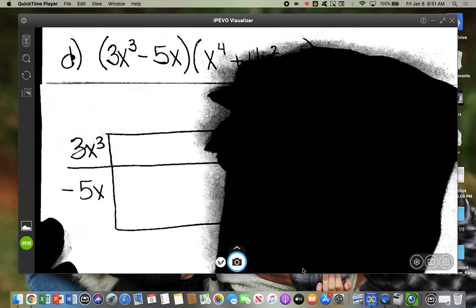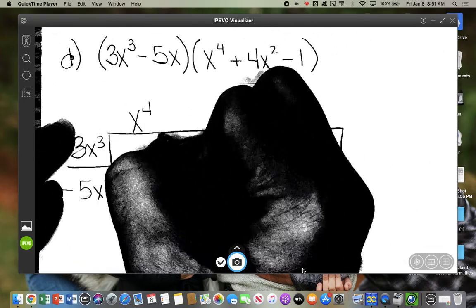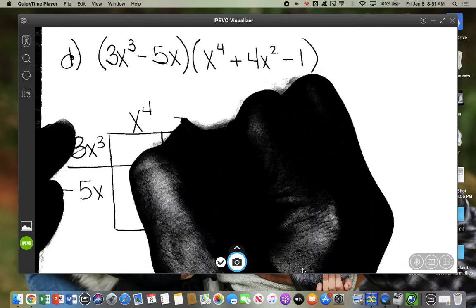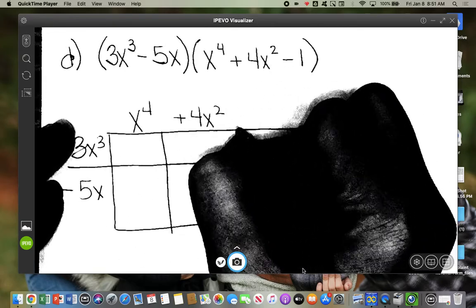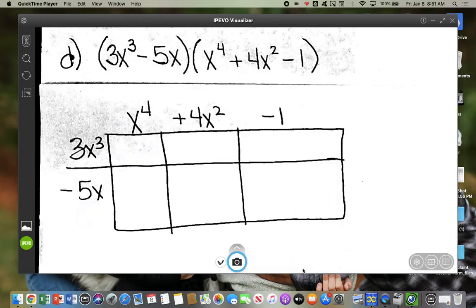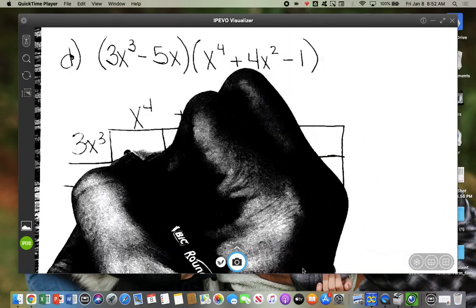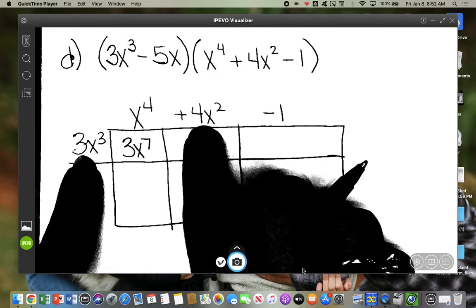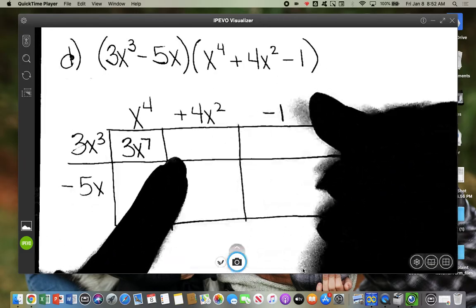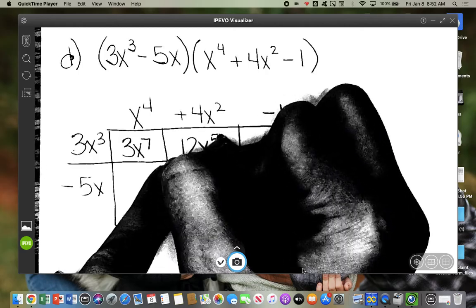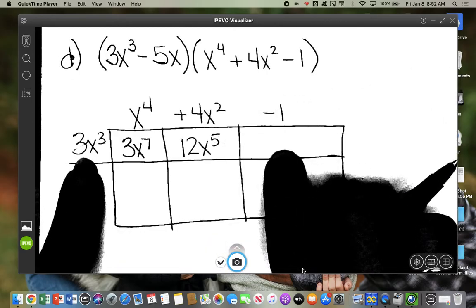All right, and then we're going to multiply it to x to the 4th plus 4x squared minus 1. All right, so this isn't really the best thing ever. But then what you do is inside the boxes, you just write what you get when you multiply the outside. So what is 3x cubed times x to the 4th? 3x to the 7th. All right, what is 3x cubed times 4x squared? 12x to the 5th. All right, what's 3x cubed times negative 1?